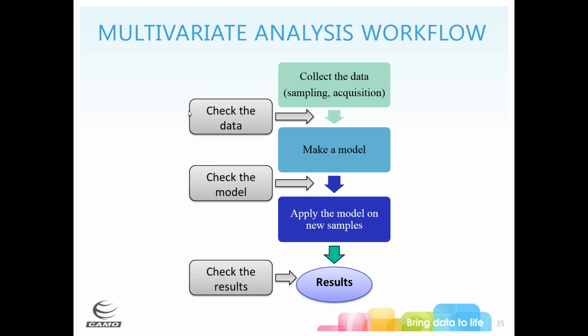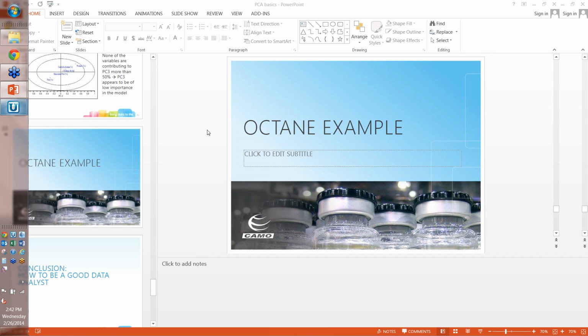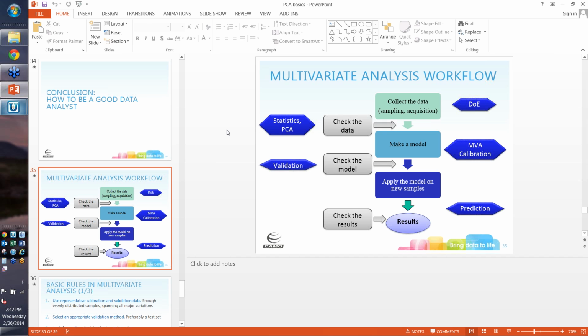Then you're going to build your model. You want to check that model, interpret it, make sure that it makes sense, determine how many principal components you want to use. Then you apply your model to new samples. Let me show you how we do that on this octane data.